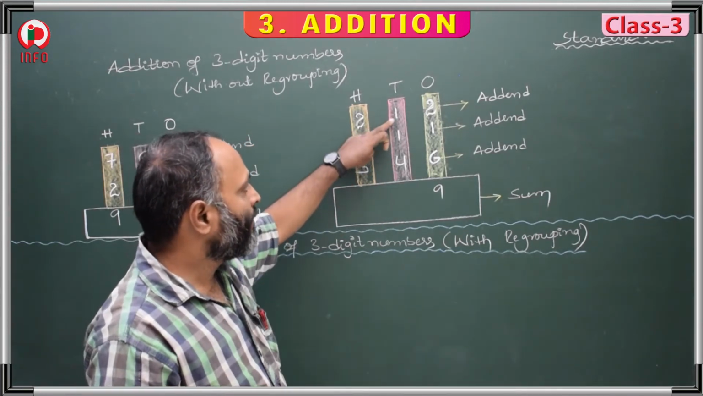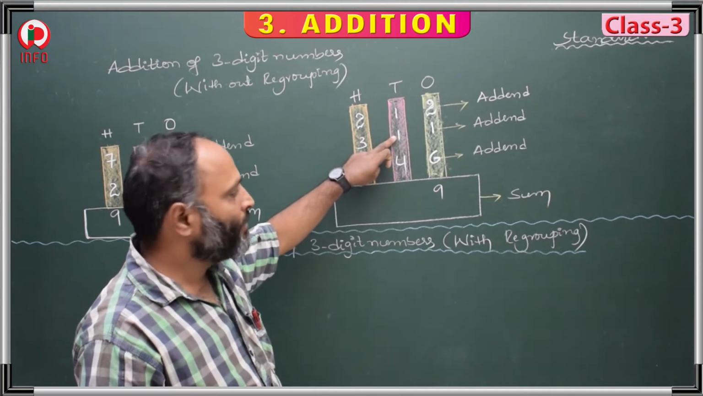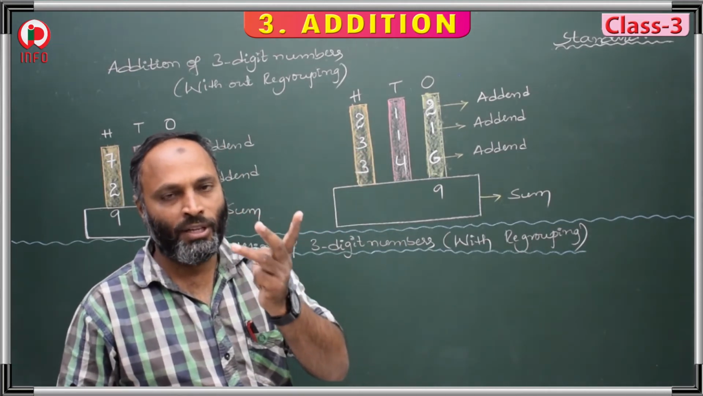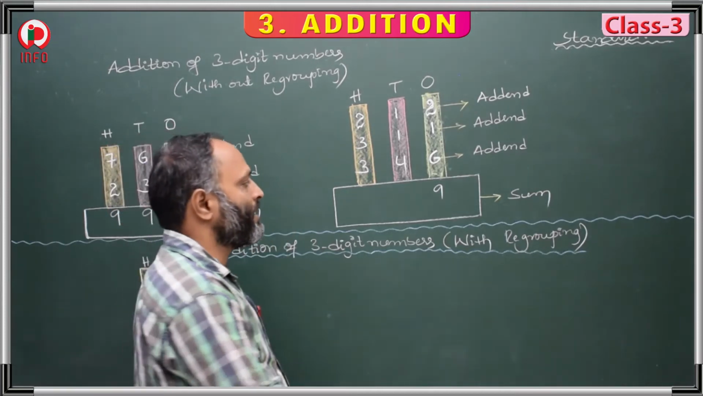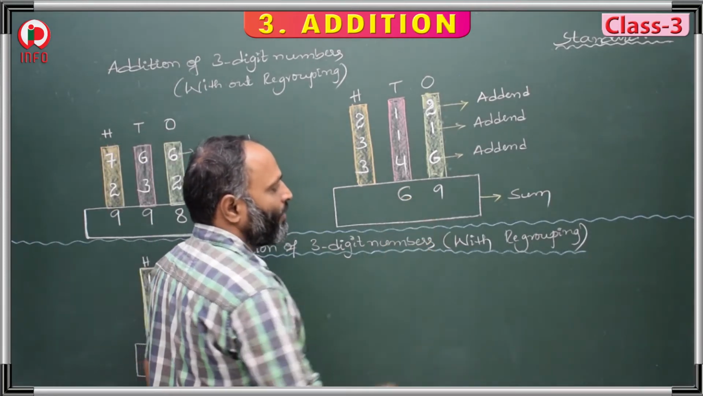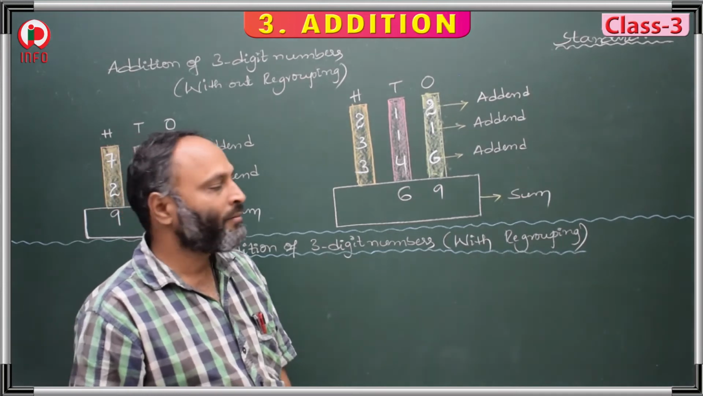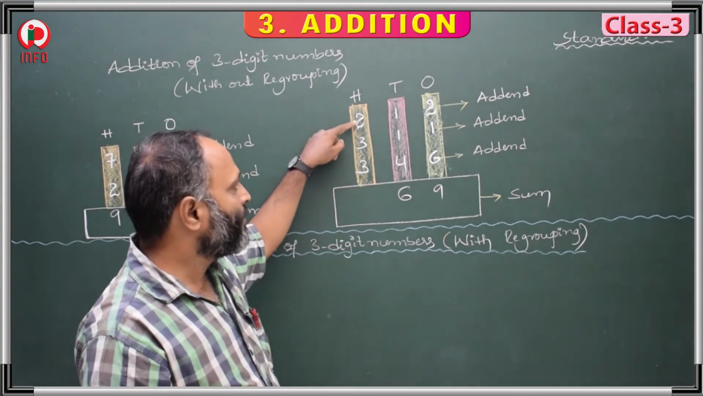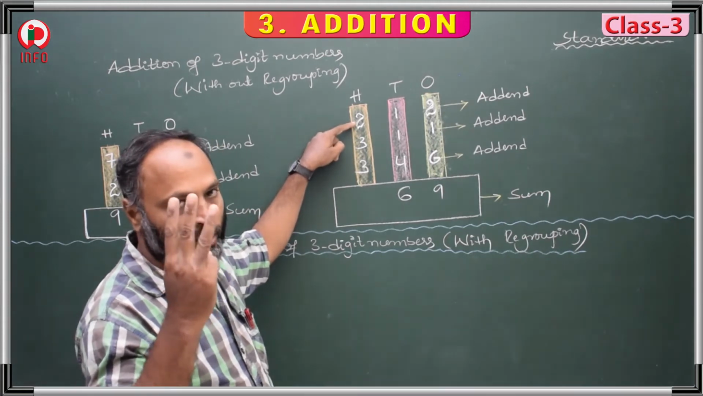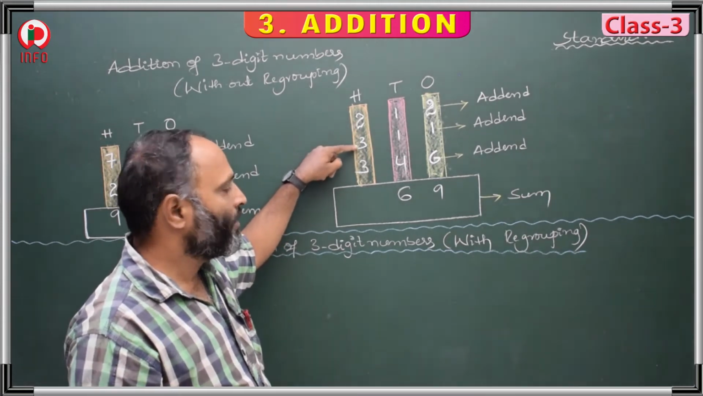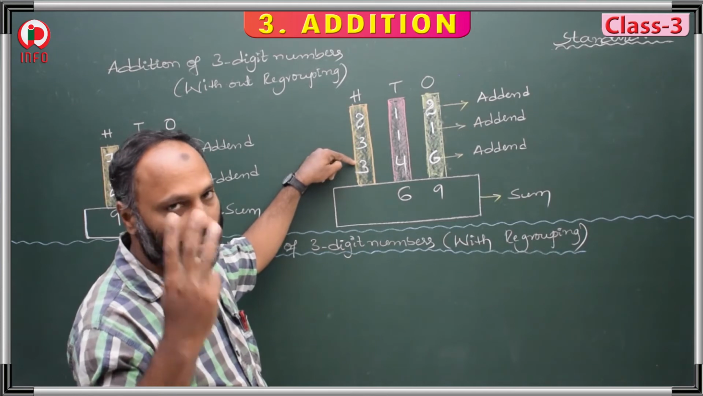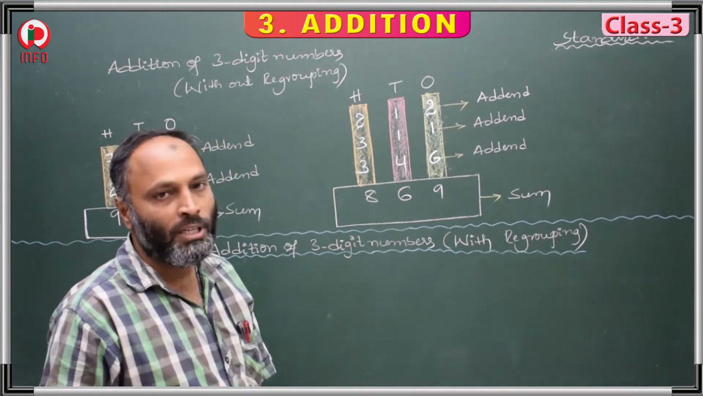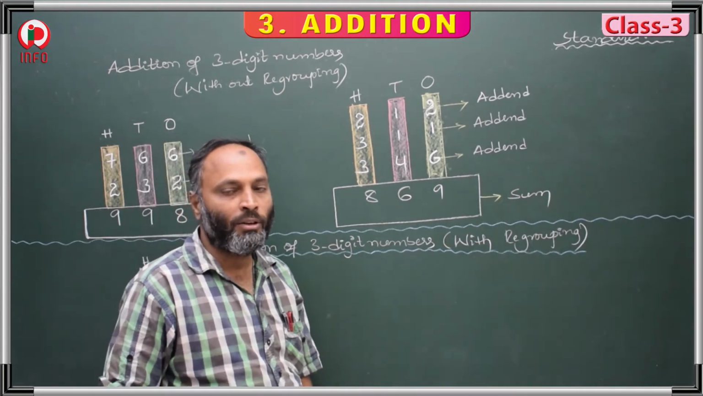Then 1 plus 1, 2. 2 plus 4, 2, 3, 4, 5, 6, 6. 6 is a single digit number. No need to regroup it. Then after that, hundreds place. 2 plus 3, 2, 3, 4, 5. After 5 again 3, 6, 7, 8. 8 is a single digit number. No need to regroup it.